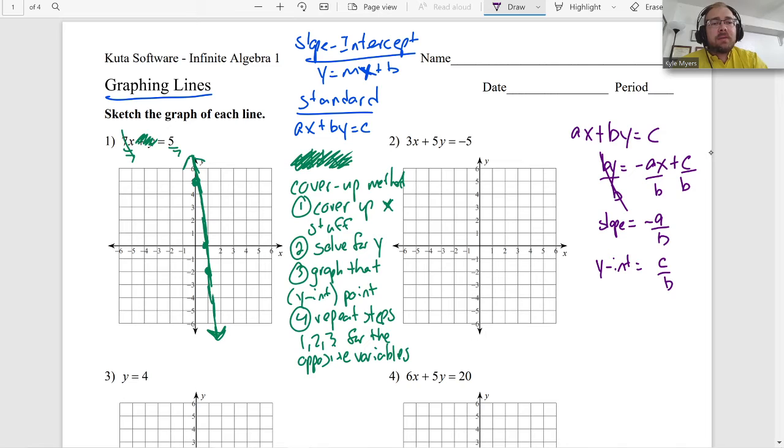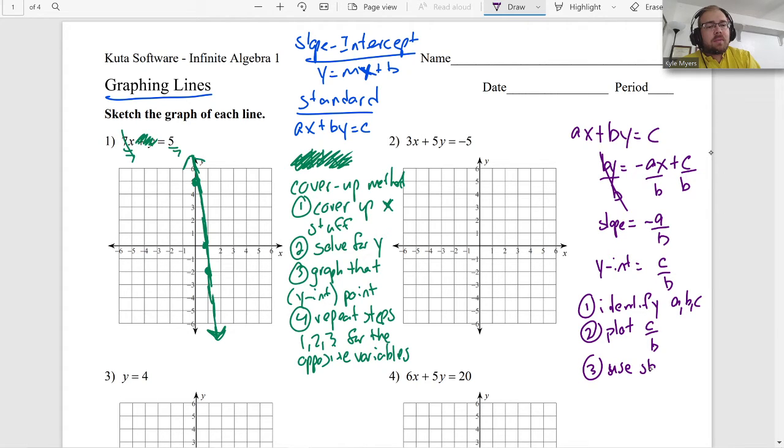Okay, so we just need to identify a, b, and c. So really the steps for this are: step 1, identify a, b, and c. Step 2, we want to plot the y-intercept, right? So plot c over b. Okay, and then step 3, you're going to use the slope, which is going to be negative a over b, to plot another point.